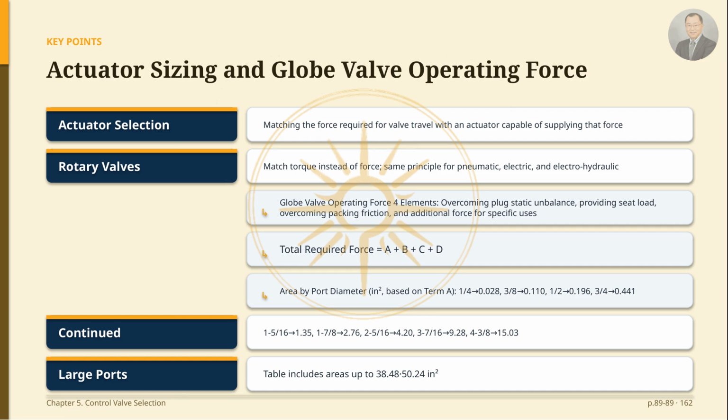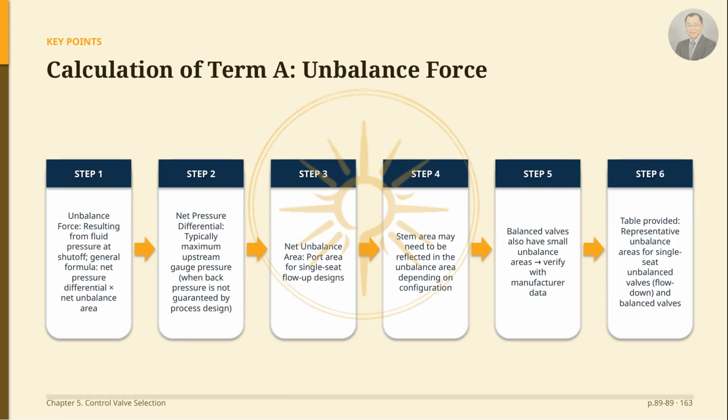Continuing on, 1 and 5/16 in is 1.35, 1 and 7/8 in is 2.76, 2 and 5/16 in is 4.20, 3 and 7/16 in is 9.28, and 4 and 3/8 in is 15.03, with large ports listed up to 38.48 and 50.24 square inches.